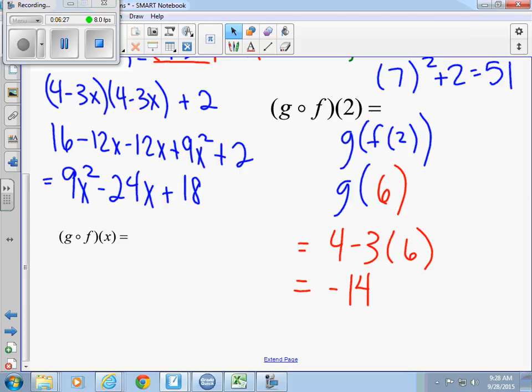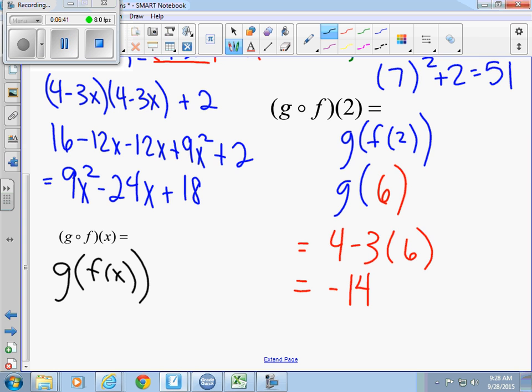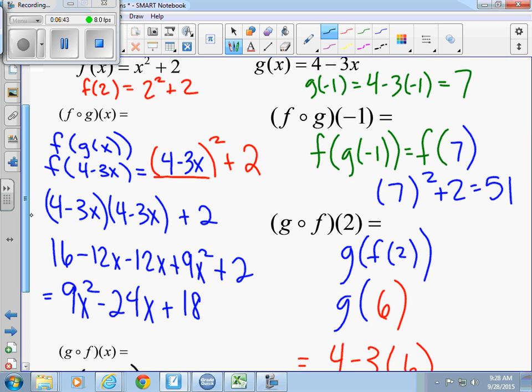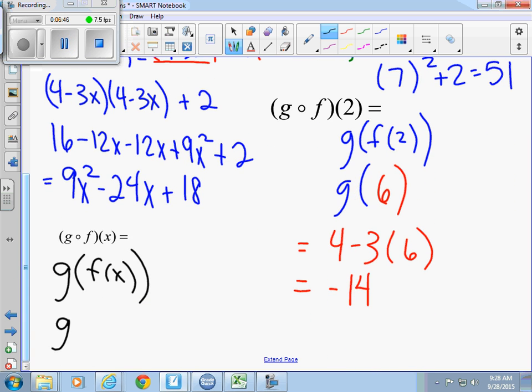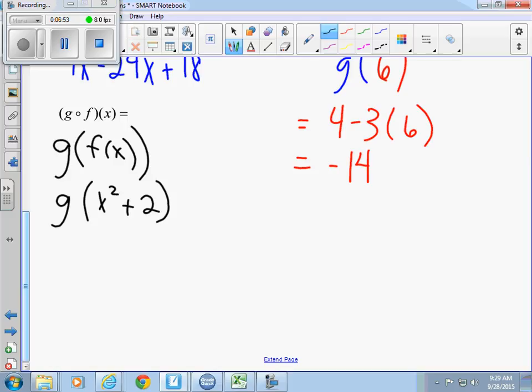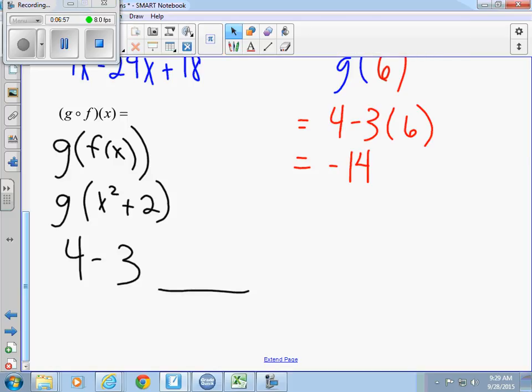Last one, g of f of x. And I want to show you this one to let you know that every time there's a square, it's not necessarily a harder one. It depends on which one's inside the other one. This one ends up being g of f of x. And f of x is x squared plus 2, and g is 4 minus 3x. So I'm going to do 4 minus 3 blank, where the blank is, I'm going to put x squared plus 2.